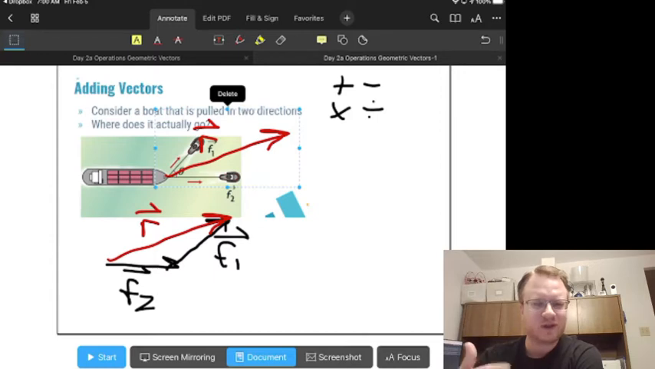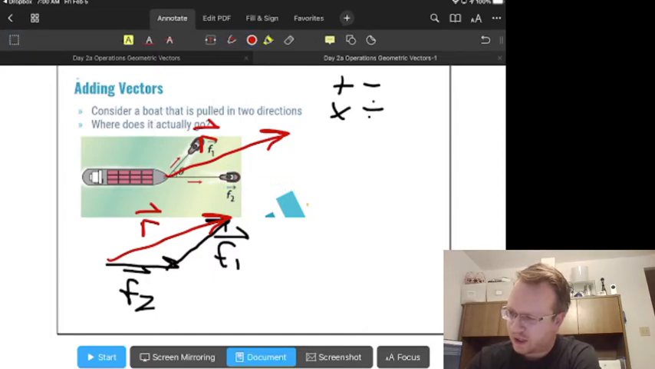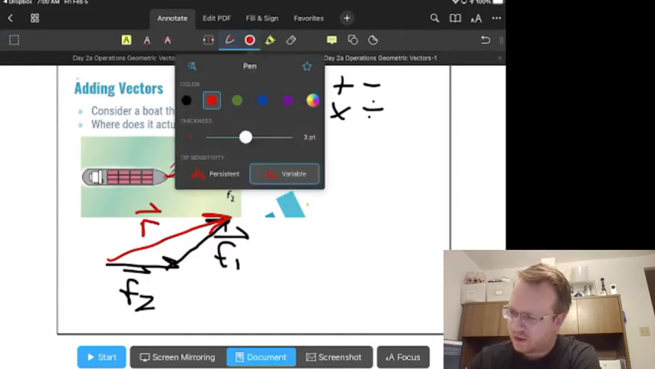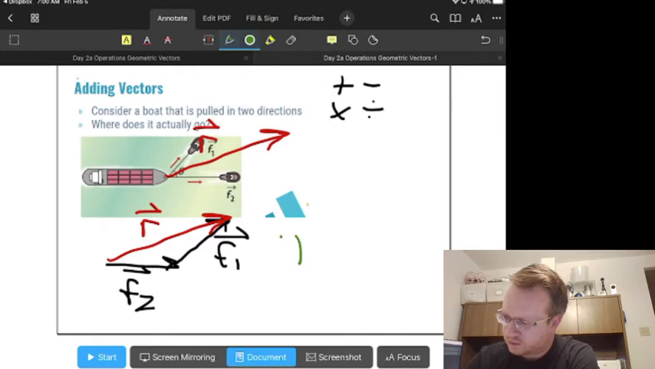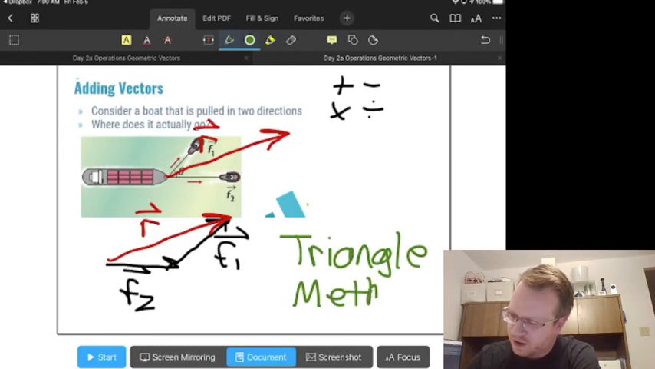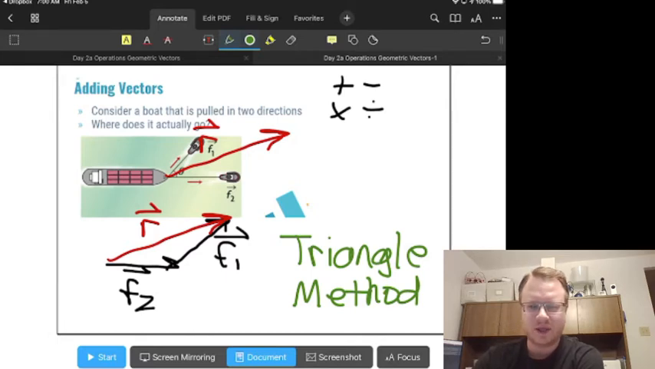But that's just an overall conceptual idea. How do we actually get the magnitude? How do we actually get the direction? Let's keep working and learn a little bit more about that. And before we move on, this is called the triangle method. And honestly, this is the method that I prefer. And your physics teacher will probably teach you this method as well. But there is another method called the parallelogram method, and we'll get to that in a moment.